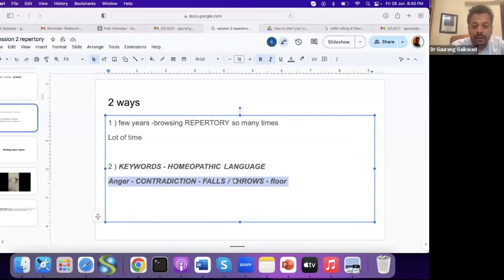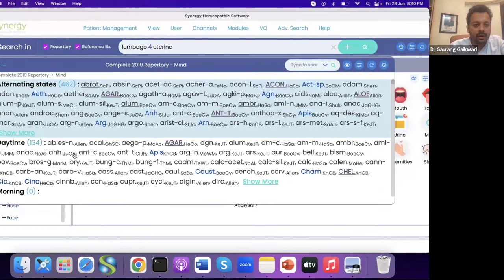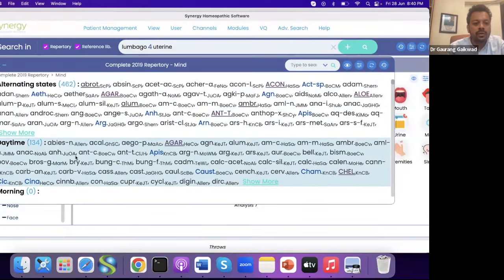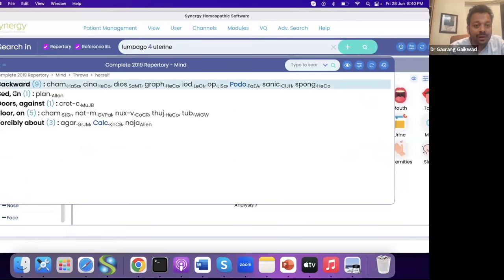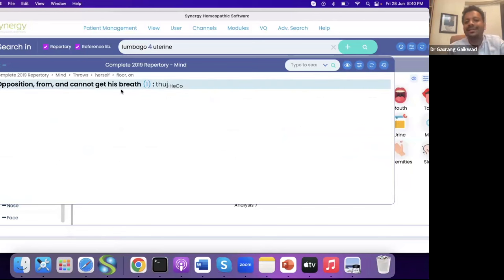Let's come back. The other keyword was falls or throws on the floor. So I can look at the keyword throws. Let's see, throws. Throws things, but it's not throws things, it's throws herself. And I can find throws herself on the floor. You can see the exact rubric given in another part of the repertory, but the same pattern. So you can see throws herself on the floor from opposition, cannot get his breath. Again, Pooja, are you understanding?